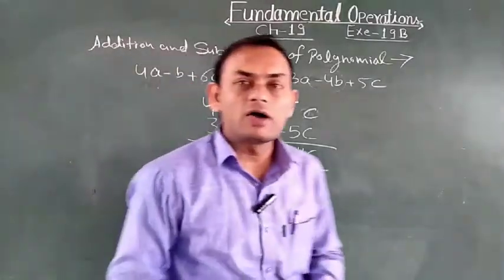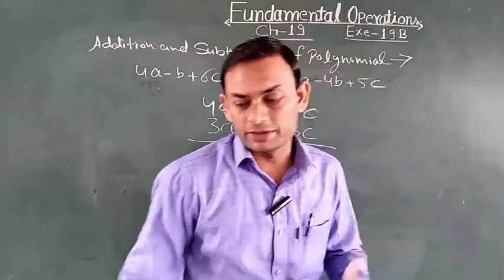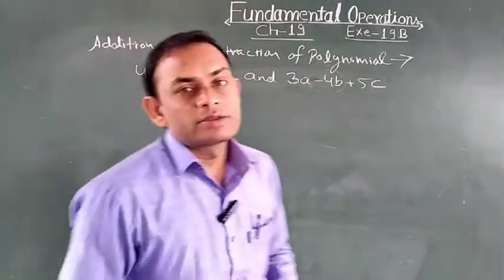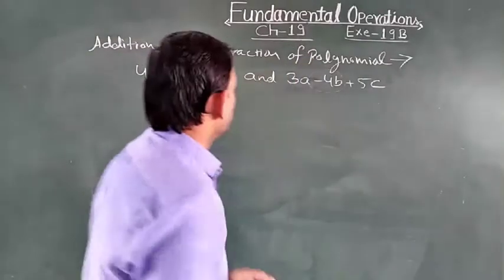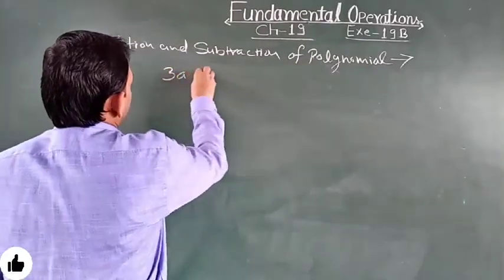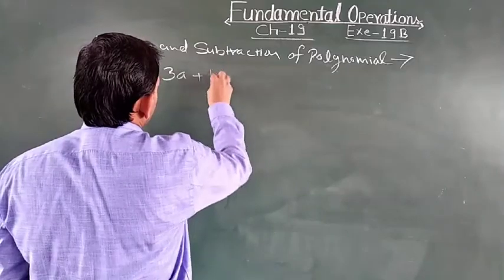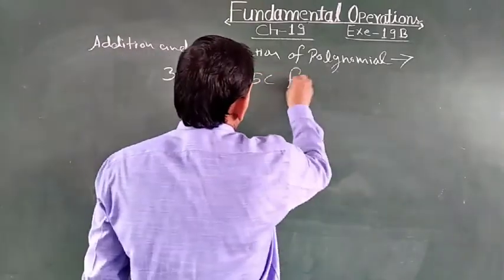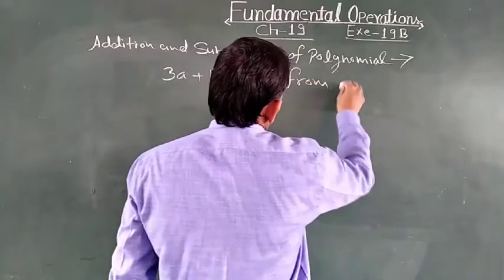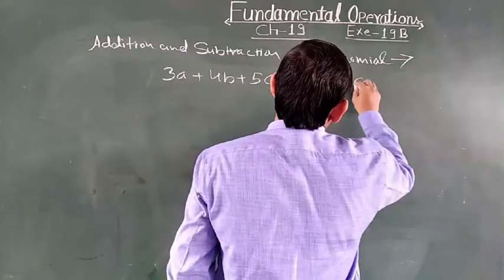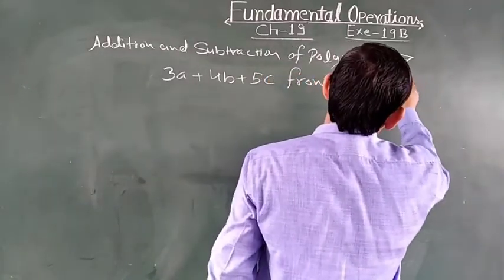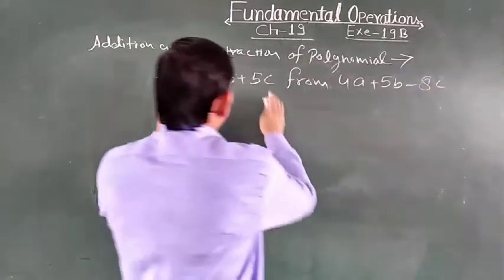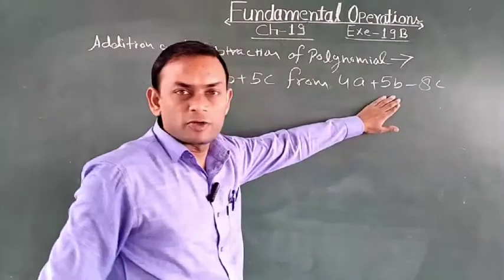Now I will tell you how to subtract polynomials. First of all, I will tell you the row method. Suppose 3a plus 4b plus 5c, you have to subtract from 4a plus 5b minus 8c. You have to subtract this polynomial from this polynomial.